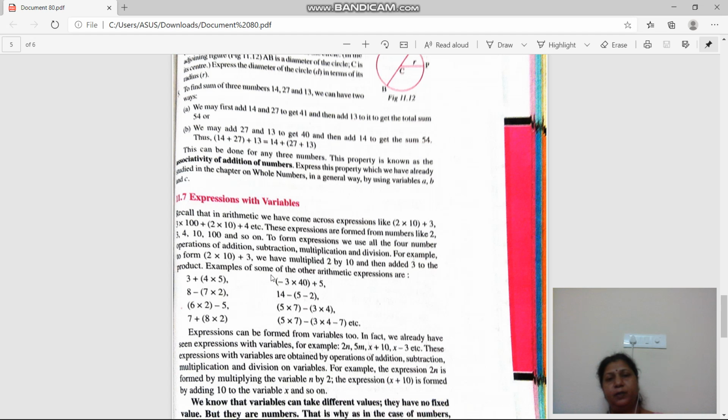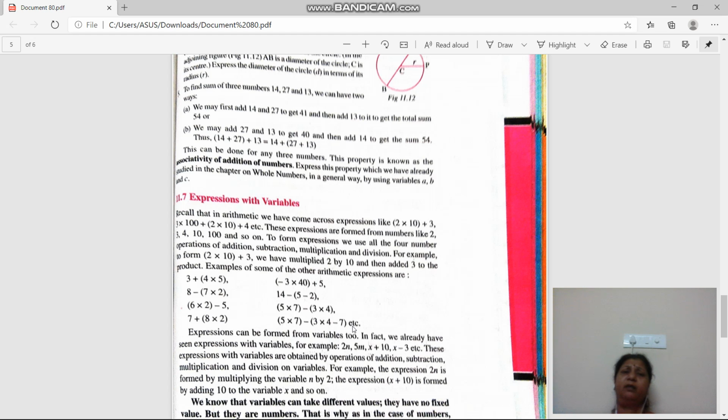Here are some examples of arithmetic expressions. It is represented in operation terms, that is 3 plus 4 into 5. It is in bracket, so this operation we have to carry out first and then add 3. Then 3 multiplied by 40 plus 5; 8 minus into bracket 7 multiplied by 2; 14 minus 5 minus 2; 6 multiplied by 2 minus 5; 5 multiplied by 7 minus 3 multiplied by 4; 7 plus 8 multiplied by 2; 5 multiplied by 7 minus 3 multiplied by 4 minus 7, etc.